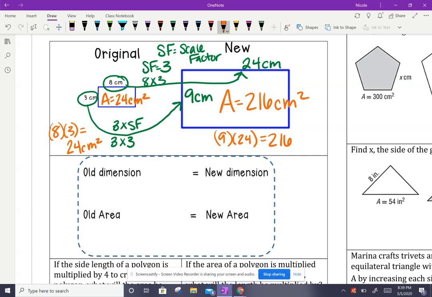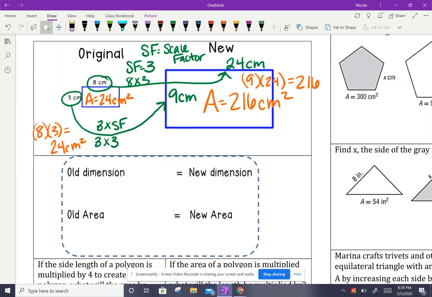Now, I want to compare this a little bit. I'm going to move this over here. There we go. And I want to compare these two areas and see how they differ from each other and see if there is a trend that follows. So I'm going to take the area of my bigger rectangle and divide it by the area of my smaller rectangle. So I'm going to take 216 and divide by 24, which gives me 9.